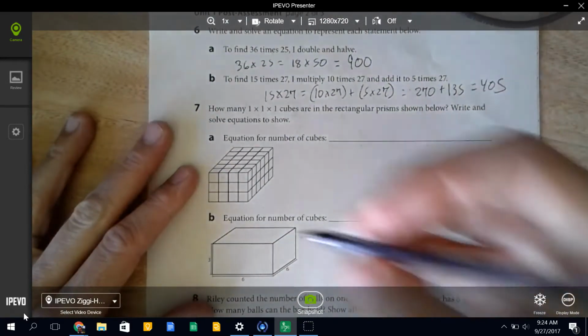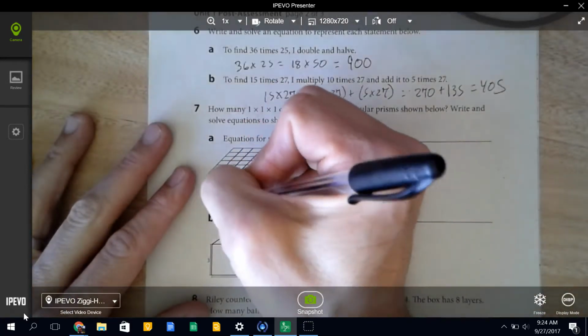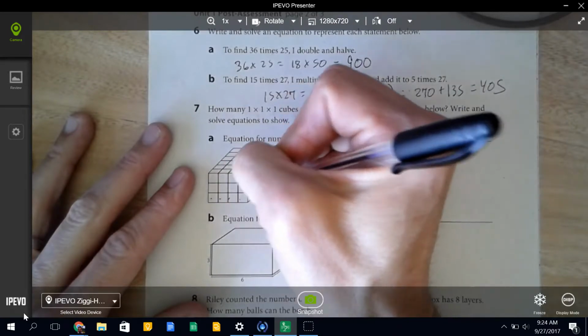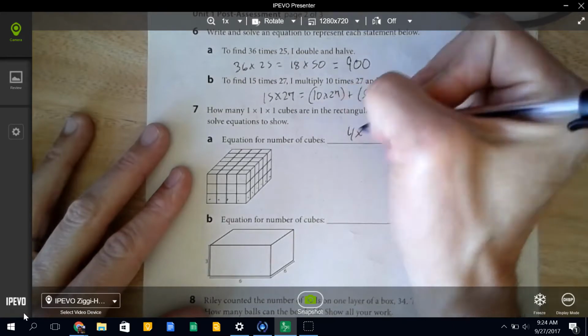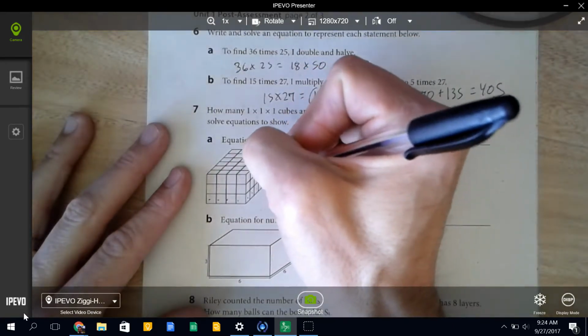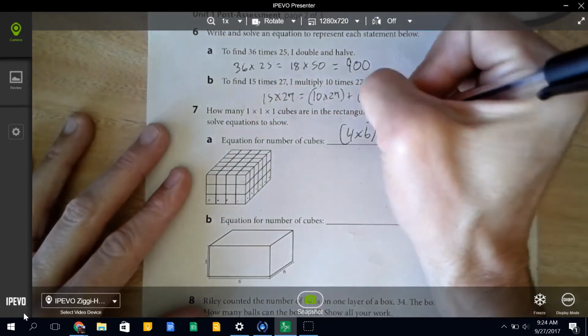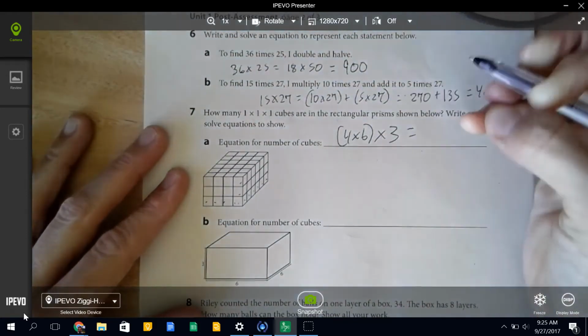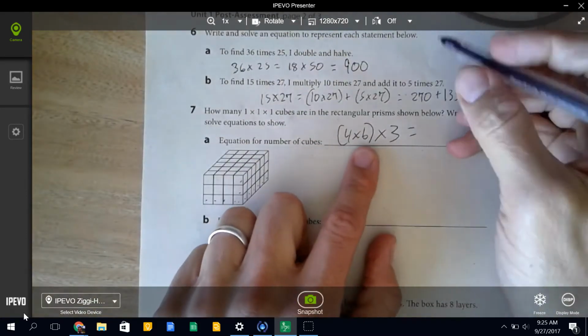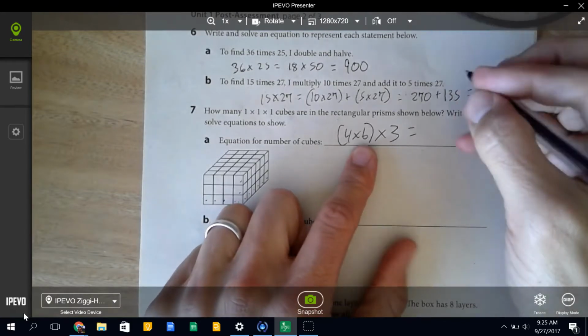Okay, here I'm just counting the width, the length, to give myself the base, 1, 2, 3, 4 by 1, 2, 3, 4, 5, 6. And then I'm multiplying that by the height, 1, 2, 3. And that's going to give me 4 times 6 is 24, times 3 is 72.